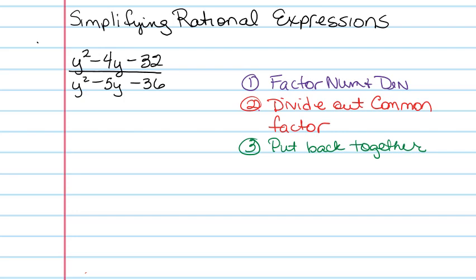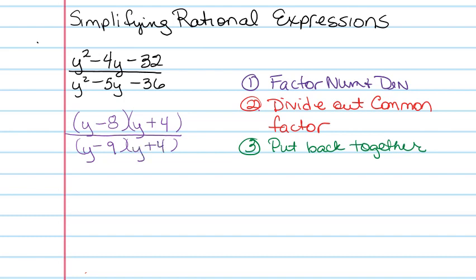We're going to do simplifying rational expressions. This is an example of simplifying. The first step is to factor the numerator and the denominator. So I'm going to factor the numerator and the denominator. The numerator is going to factor into y minus 8 and y plus 4. The denominator is going to factor into y minus 9 and y plus 4.